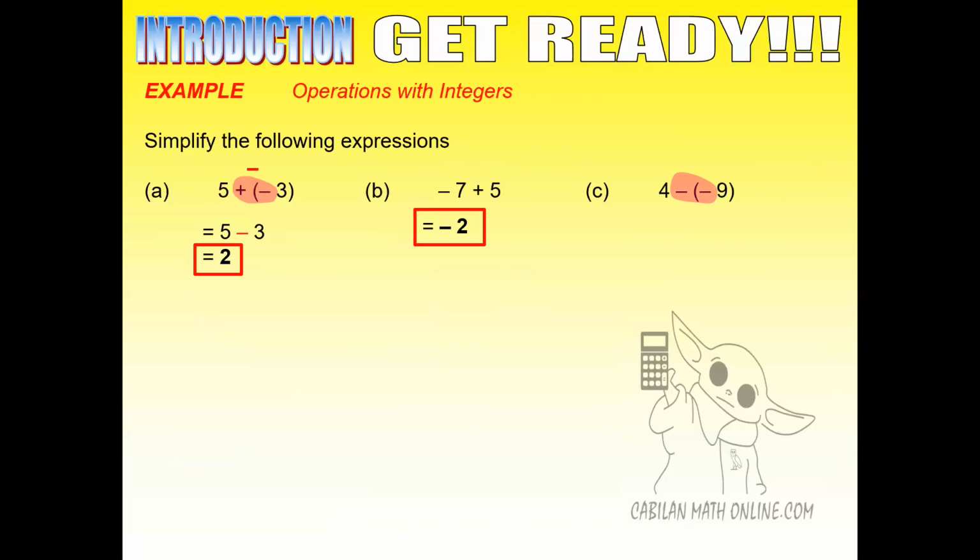All right, and last but not least here, anytime you see two negatives side by side, that changes to a positive, which then changes this operation to addition in this case. So what we have here will be 4 plus 9, which gives me 13. Okay, so those are the rules of integers there.